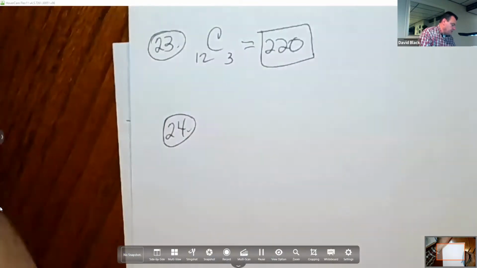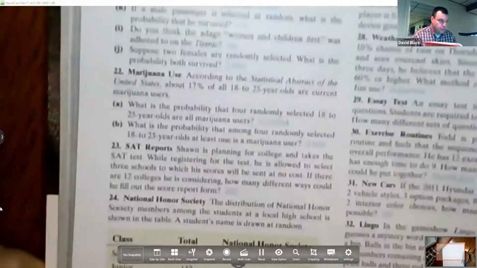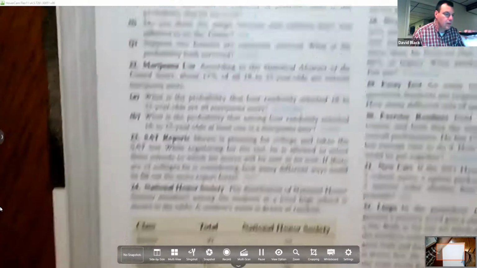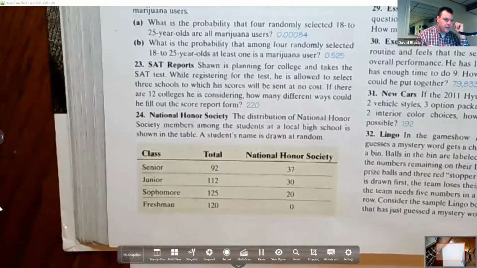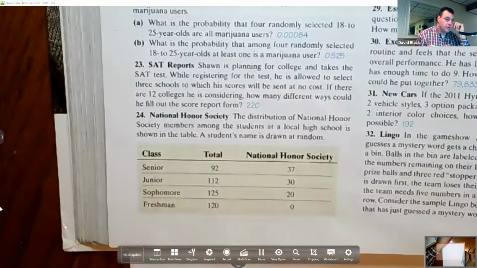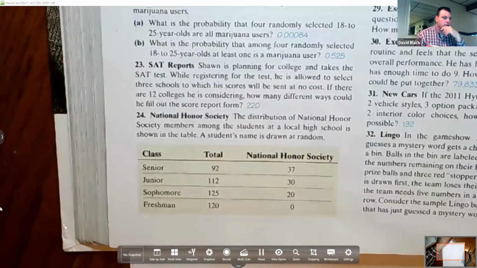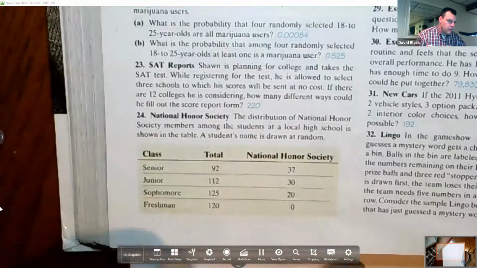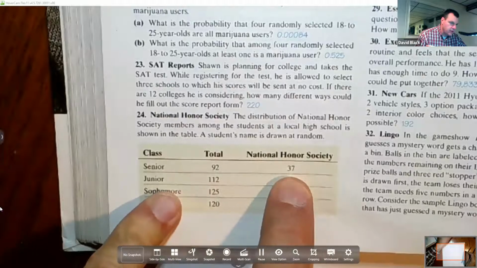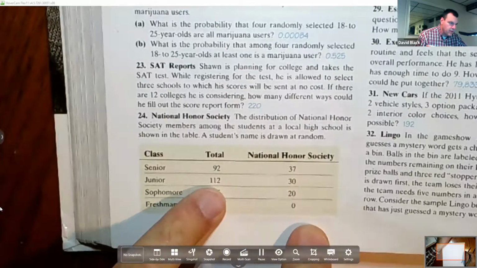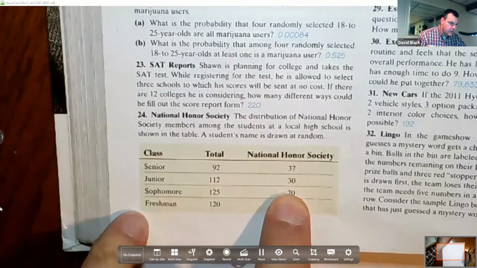Number 24 says, the distribution of National Honor Society members among the students at a local high school is shown in the table. A student's name is drawn at random. So what do we got? 92 seniors and 37 of those are NHS members. 112 juniors, 30 of those are NHS members.